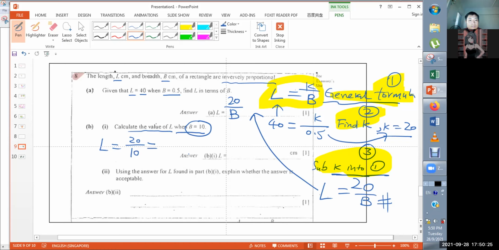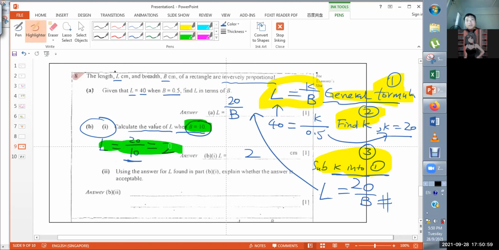L is 40. Wait, no. L is 2, because 20 over 10, right? So the answer is 2. Okay. Then it says, using the answer for L found in part, that means found here, explain whether the answer is acceptable. What do you think? It says the breadth is 10, then the length is 2.